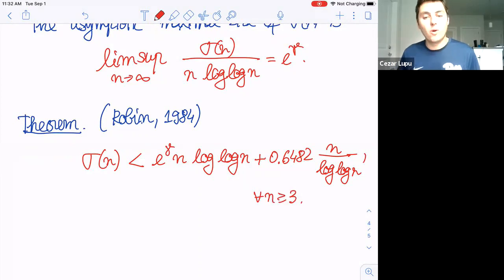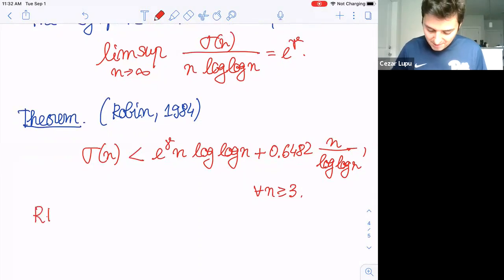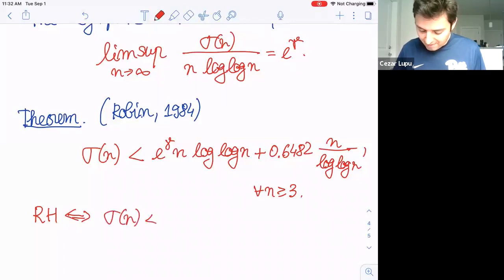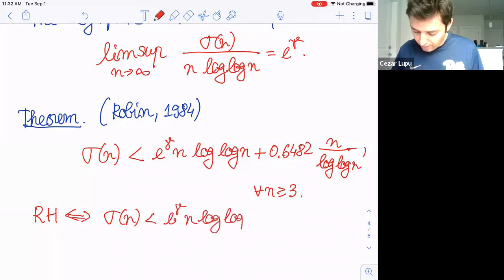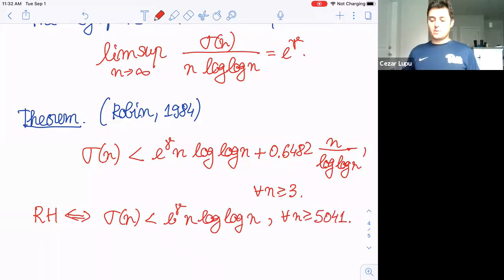So this is what we call an unconditional result. It doesn't depend on the Riemann hypothesis, but as I mentioned above, the Riemann hypothesis is equivalent with sigma of n being less or equal than e to the gamma n log n for all n greater or equal than 5041. Okay, as you can see the difference. So that was his striking result that he proved in 1984.